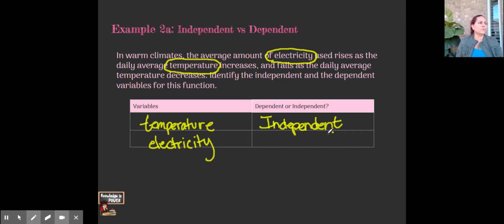okay? So it's not going to get cooler outside just because I decide to use electricity. It's not going to get hot all of a sudden because I decided to crank up my AC, right? That's not really how it works. The temperature is unaffected by the amount of electricity that I use. So it is the independent one. Here, electricity is totally dependent. The amount of electricity that I use, well, it depends on the temperature outside, right? Okay, so I hope that's pretty clear.